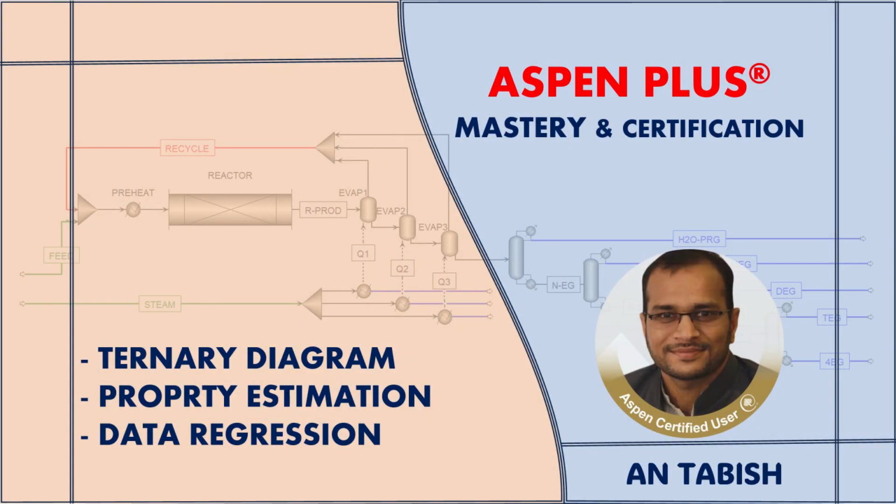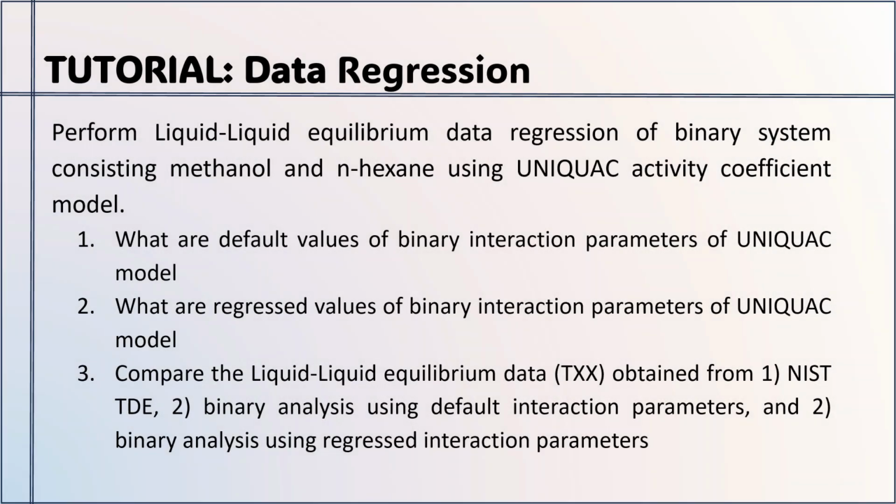The third subject of today's discussion was to learn how to perform data regression to determine the property parameter values from the experimental data. Let's consider the following example for the data regression. You are asked to perform liquid-liquid equilibrium data regression of a binary system consisting of methanol and normal hexane using the UNIQUAC activity coefficient model. Specifically, you are asked to respond what are the default values of binary interaction parameters of the UNIQUAC model, what are the regressed values of binary interaction parameters of the UNIQUAC model, and compare the liquid-liquid equilibrium data, specifically TXX data obtained from NIST thermodata engine, binary analysis using default interaction parameters, and binary analysis using regressed interaction parameters.